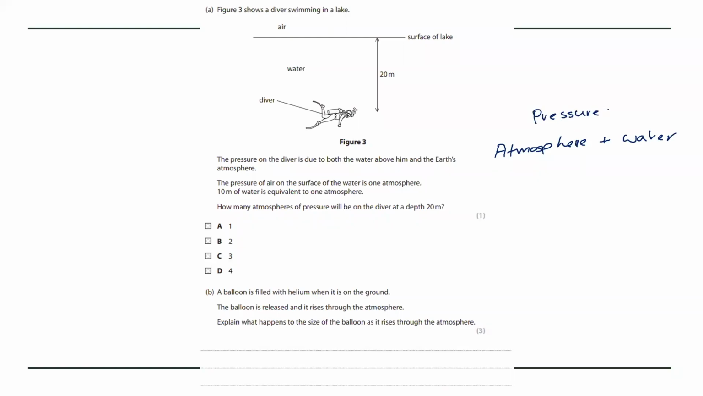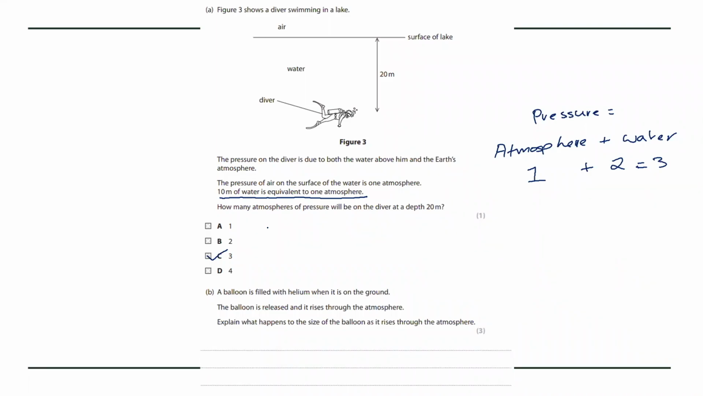Pressure, of course. Right, so we've got 20 metres. It says 10 metres of water is equivalent to 1 atmosphere. So for 20 metres, we've got the atmosphere as 1 plus water. So 20 metres of water is 2 atmospheres. So it's actually 3. A lot of people would not get that correct because it does seem too tricky, doesn't it? You think it seems easy, but it's kind of not, is it?